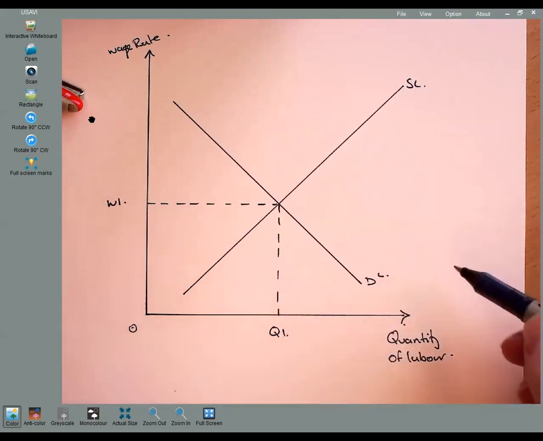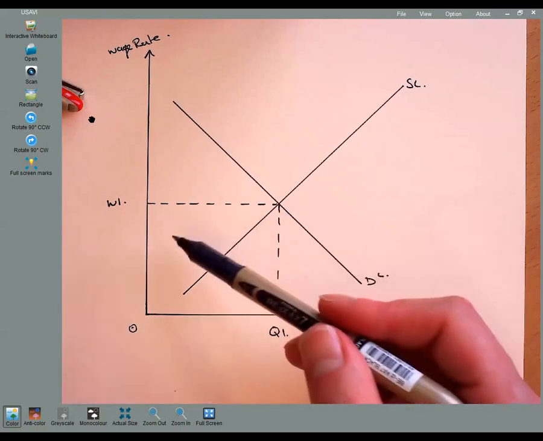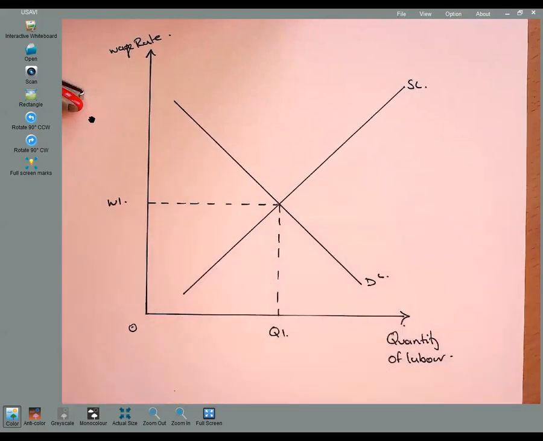Now, on this diagram, at the free market wage rate of W1 and a level of employment at Q1, the quantity of labour employed at Q1 is, in the government's eyes, too low. The wage rate is too low. It's too low to allow individuals to live a full and healthy life. It's not enough for individuals to live respectably or decently within today's society. The government believe that to be too low of a wage rate.